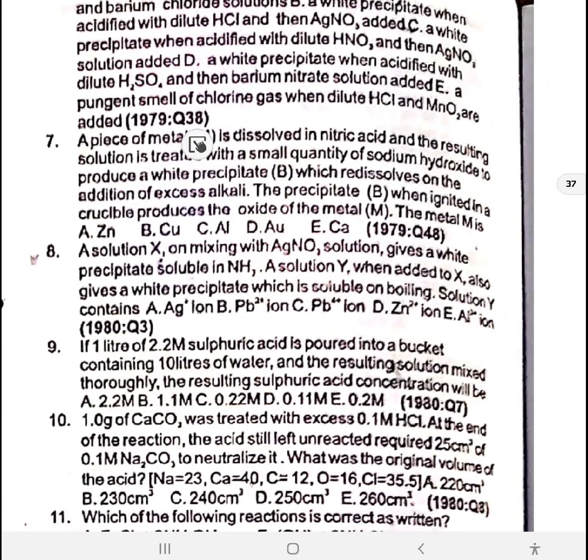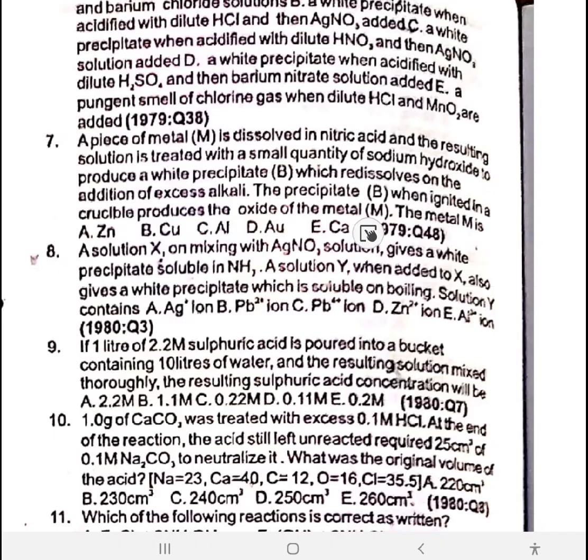Number 7. A piece of metal is dissolved in nitric acid, and the resulting solution is treated with a small quantity of sodium hydroxide to produce a white precipitate. Once you hear white precipitate, your mind may first go to silver, but are you sure they are not talking about chloride? More sodium hydroxide, which redissolves on the addition of excess alkali. The precipitate B, when ignited in a crucible, produces the oxide of the metal M. The metal M is dash.